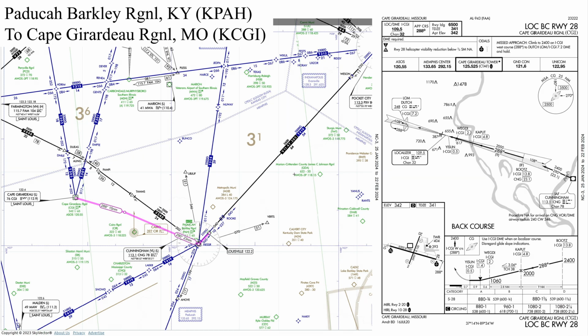After we depart Paducah, we'll navigate direct to Cunningham VOR DME, which serves as an initial approach fix for this approach. We'll then navigate on the Cunningham 290-degree radial to 23.1 DME to intercept the back course at Cape Girardeau at Boots intersection and continue in on the approach.